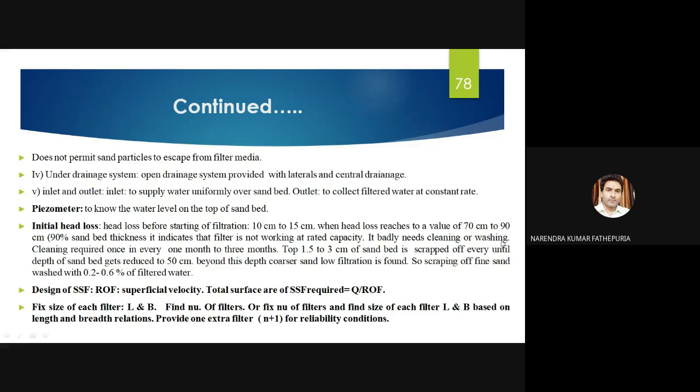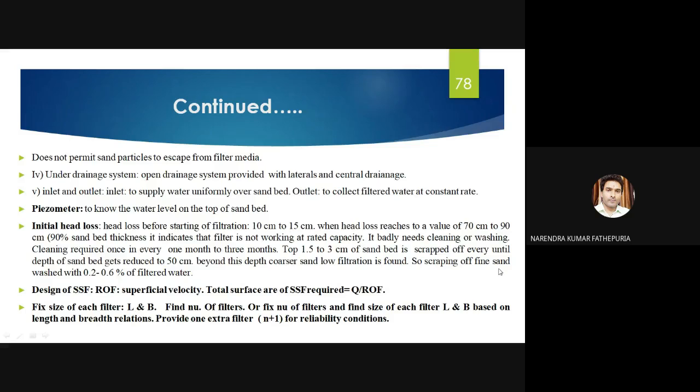10 to 15% head loss is okay. If it is increasing up to 70 to 80%, then it means you have to replace the bed. So it's an indication it badly needs cleaning, and then cleaning is required once in every 1 month to 3 months, not every day. Top 1.5 to 3 centimeter of sand bed is scraped off until the depth of the sand bed gets reduced to 50 centimeter. Beyond this depth, coarser sand, low filtration is found.